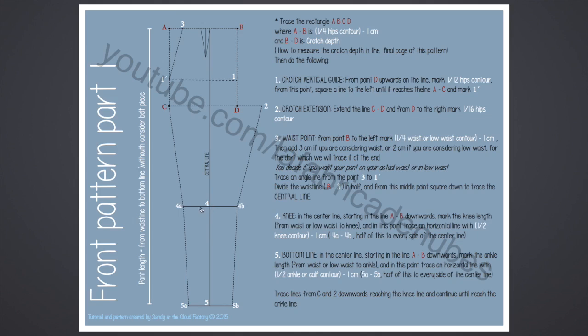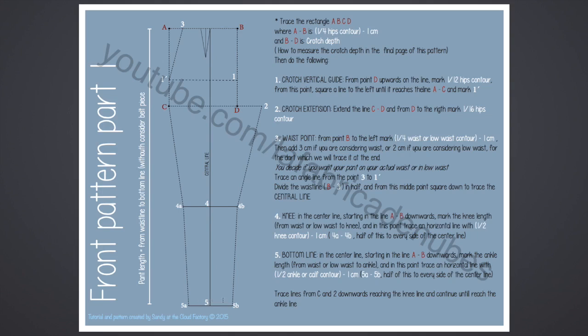In that point 4 you have to trace this horizontal line. In total, that line has to be half of your knee contour, reducing 1 centimeter. Obviously, half of that measurement you have to mark to the right of the center line and the other half to the left of the center line. Then from the waistline down, in the central line, mark the measurement from your waist to your ankle and mark the point number 5.